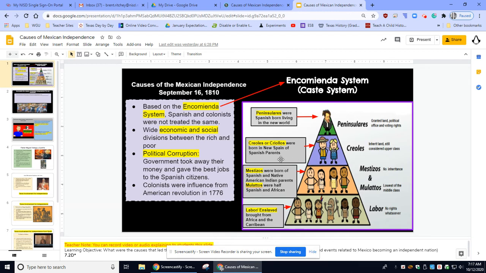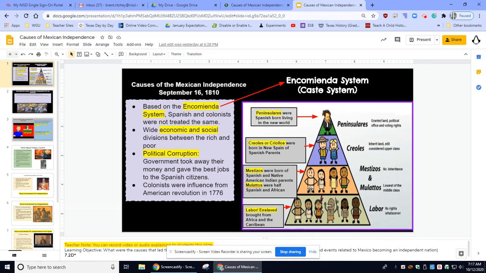Okay, below them were the Creoles or the Criollos. They were born in New Spain, but their parents came from Spain. Okay, they had Spanish parents. They inherited land, and they were still considered to be upper class.